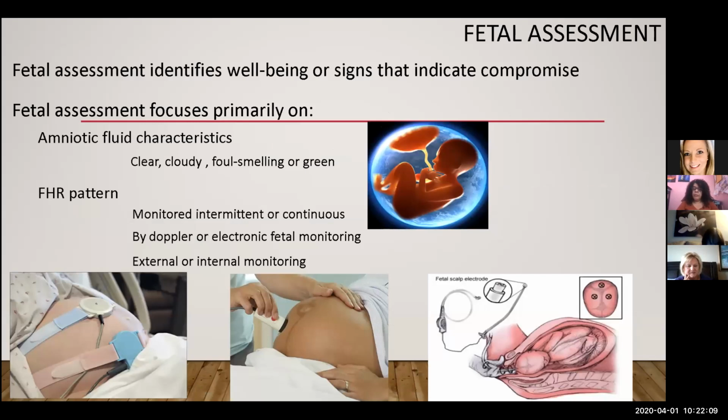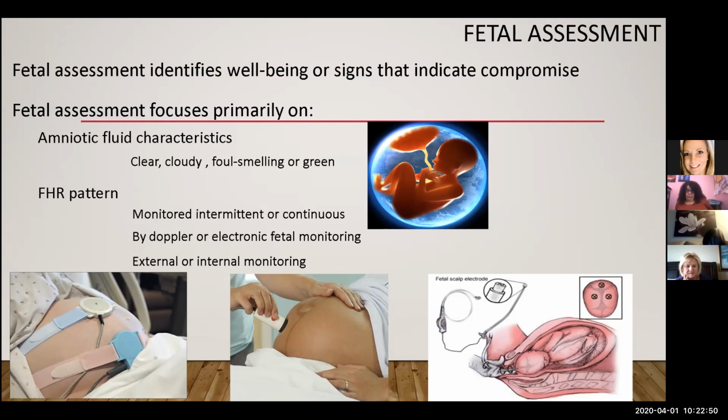So the fetal assessment identifies well-being or signs that indicate compromise. The fetal assessment focuses primarily on the character of the amniotic fluid and the fetal heart rate pattern. The amniotic fluid should be clear when the membranes rupture. And the rupture can either be spontaneous or artificial. Spontaneous meaning she ruptures on her own. She could be eating dinner, she could be sleeping and lying in bed, and her membranes rupture, and she has that sense of fluid releasing.